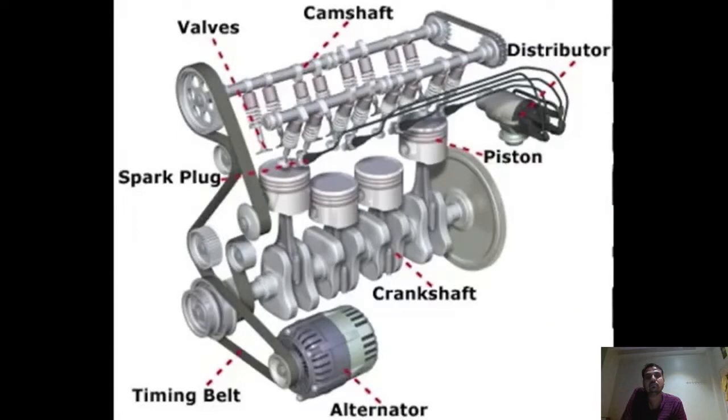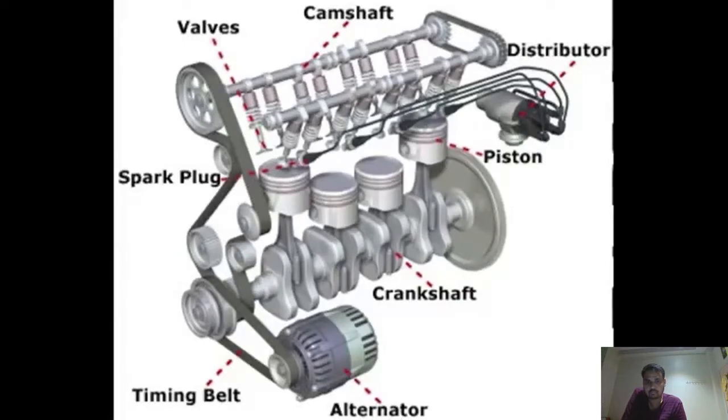Next, we have the alternator. The alternator is connected by a belt to the crankshaft, and as the crankshaft turns, it turns the alternator. The alternator charges the battery in the car so that it doesn't die quickly. Without an alternator, the battery in your car would die extremely fast due to the spark plug charges.